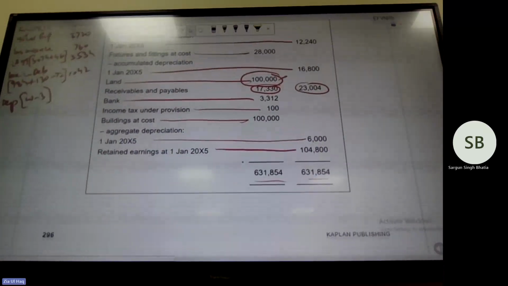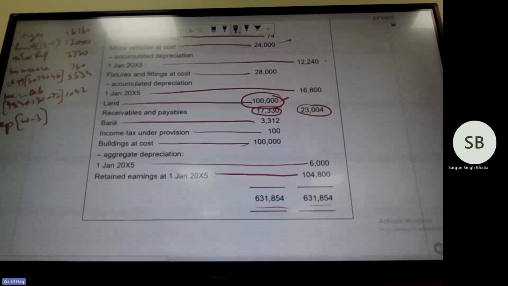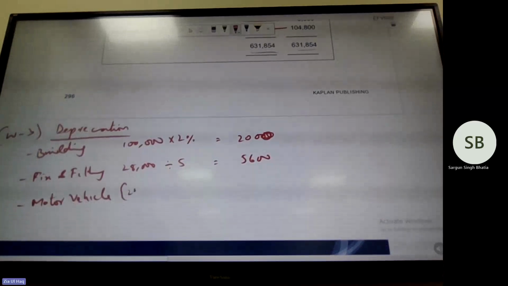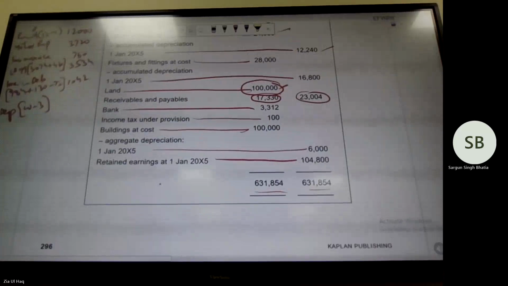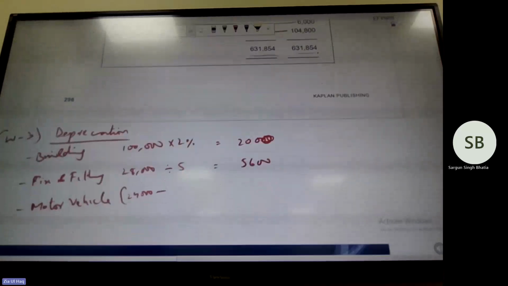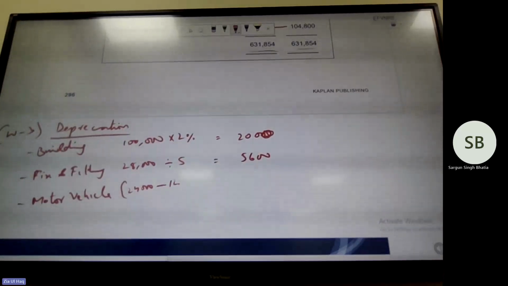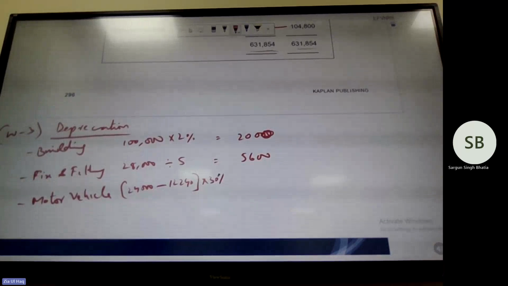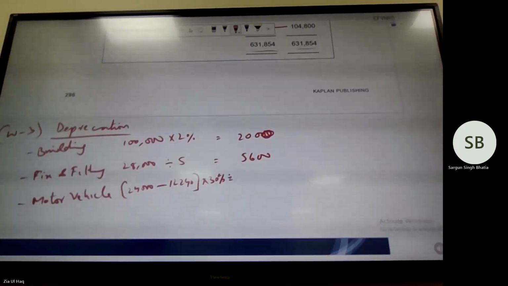Motor vehicle cost is 24,000 and its accumulated depreciation balance is 12,240. So we can calculate net book value. 24,000 minus what is the accumulated depreciation? 12,240. So 24,000 minus 12,240, we will arrive at net book value, and on net book value, we need to charge 30% rate. So can you calculate this depreciation for me?